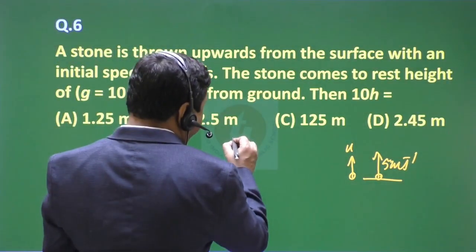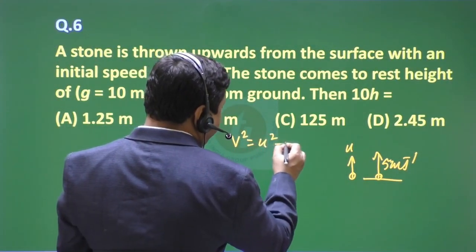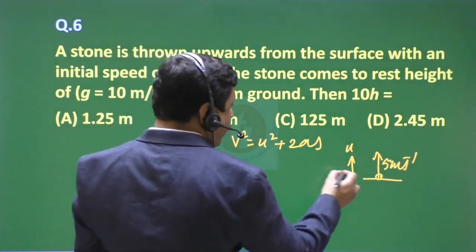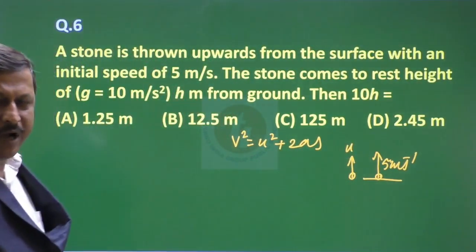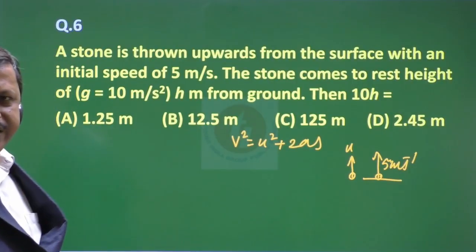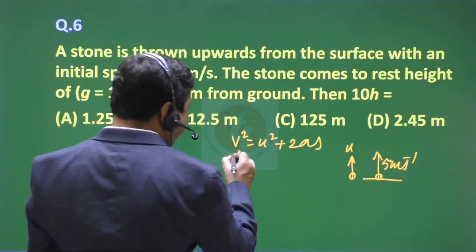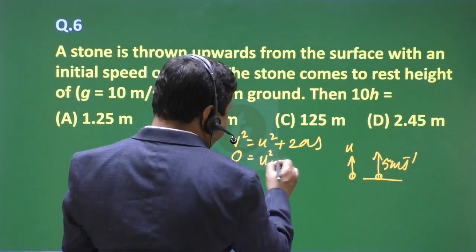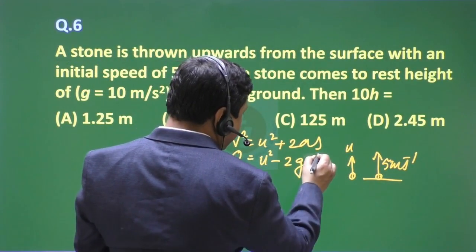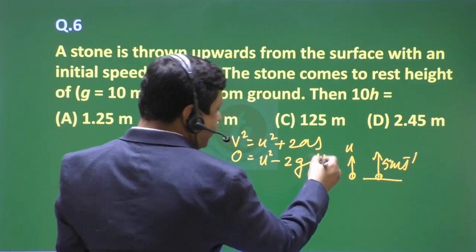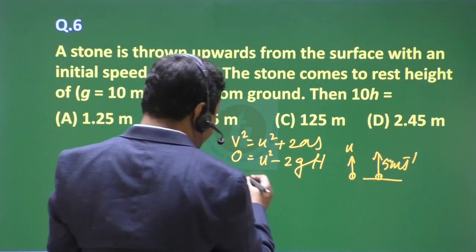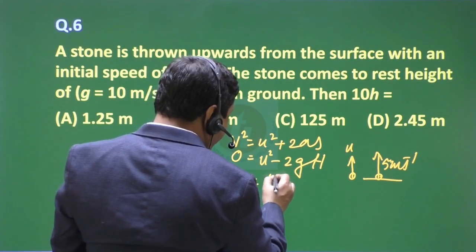Say, if we put v square equals u square plus 2as, mind it, when it reaches the maximum height, the velocity becomes 0, right? That means you have to take v as 0. v square equals u square minus 2gh. This h is the maximum height. That means maximum height will be u square by 2g.